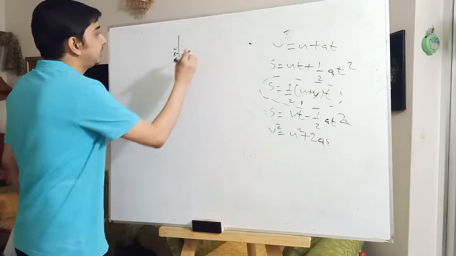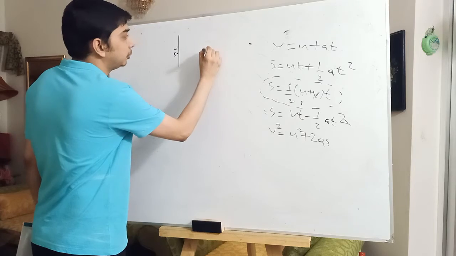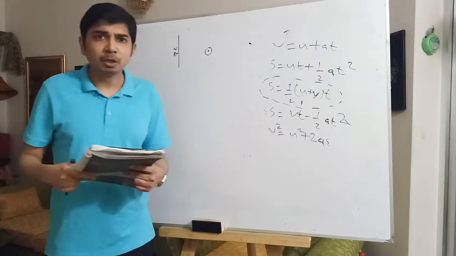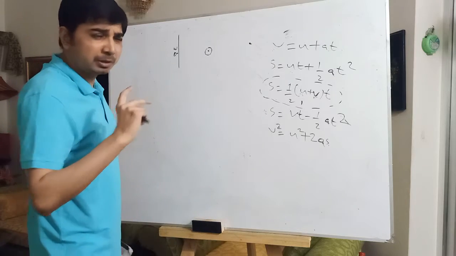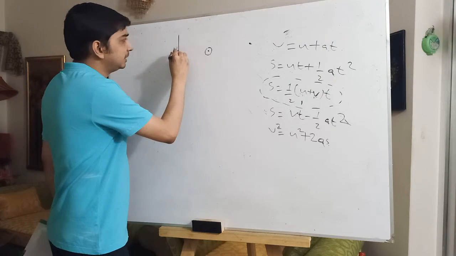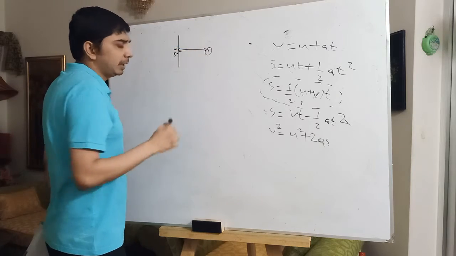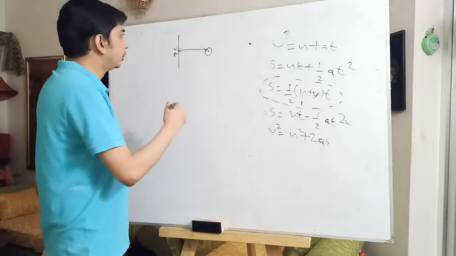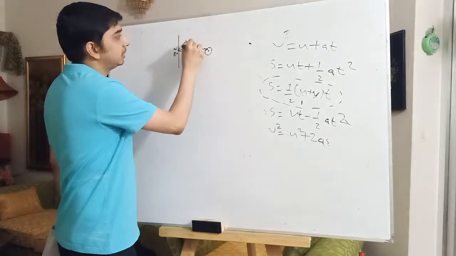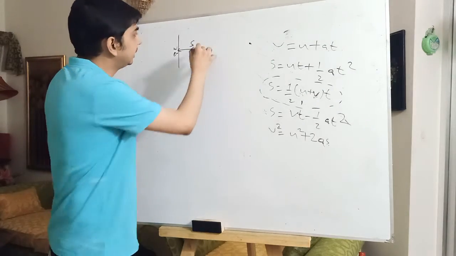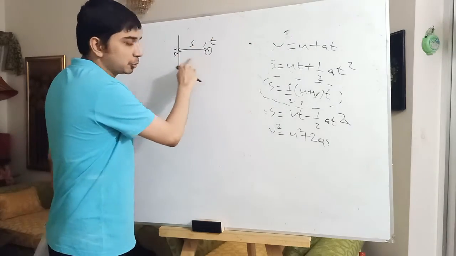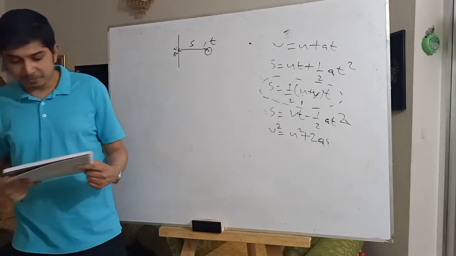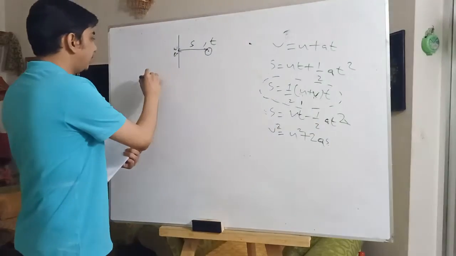So let's say at this point the dog catches the bone. So for both the bodies, that is the dog and the bone, the distance is the same, and as soon as the bone is thrown, the dog starts running also. So for both of them, the S will be the same, and the time of this motion is also going to be the same.